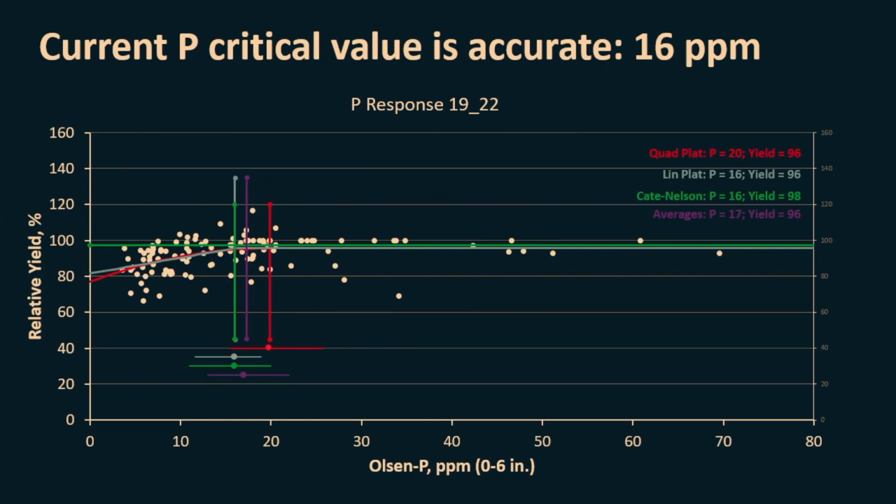In very small print in the upper right-hand corner, we have a quadratic plot of that data. We have a linear plateau plot of that data. We have a Cate-Nelson, again, two scientists, Cate and Nelson. And then there's the average, okay?